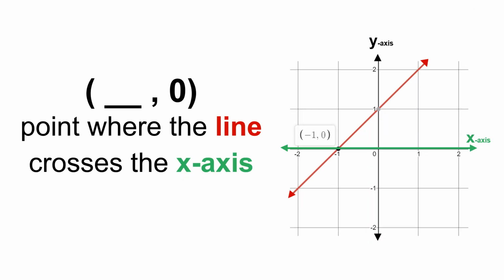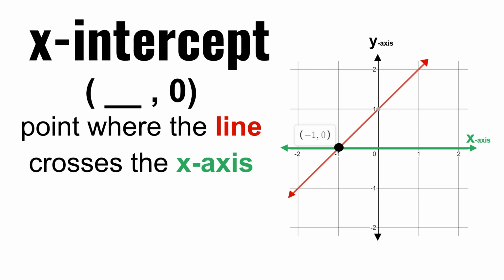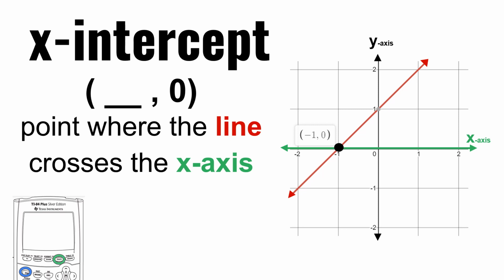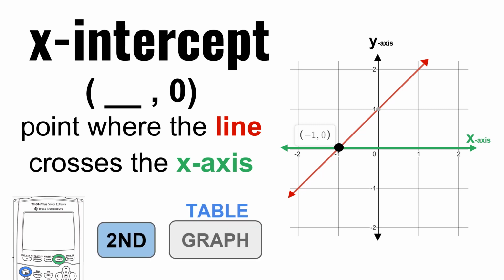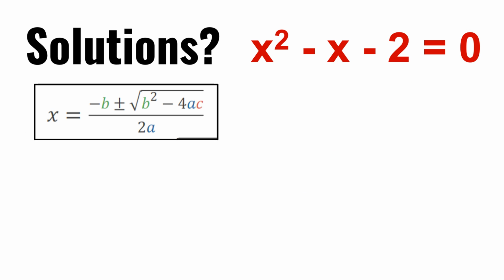Now what about this intercept? This is highlighting the point where your line is crossing the x-axis. Well, this is your x-intercept. This one is a little harder to find in the calculator, but if you go to the table, you should be able to find wherever your y value equals 0. That'll be right along the x-axis. Your x-intercept is going to come in very handy for solving later.